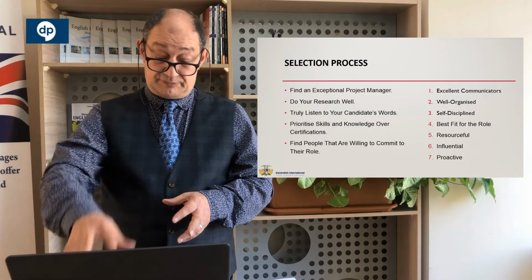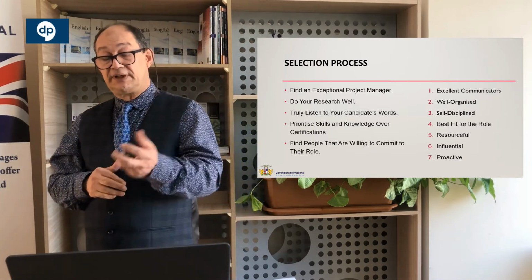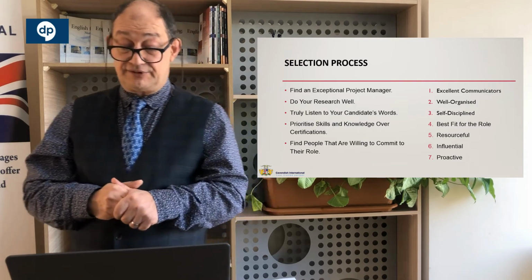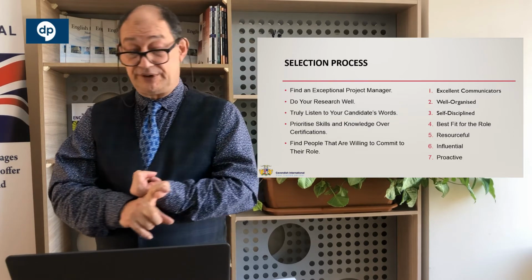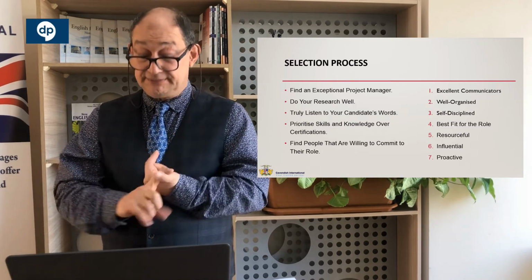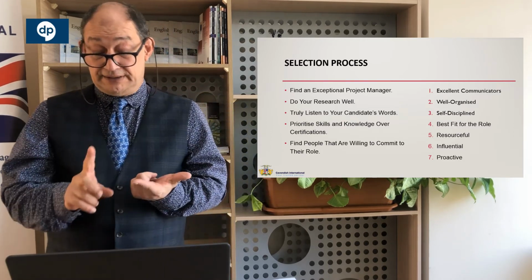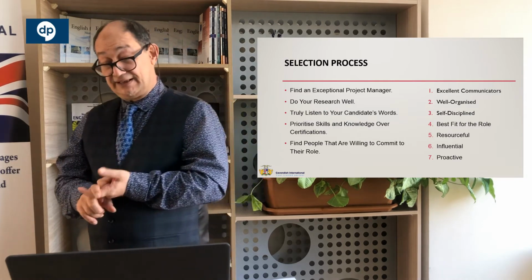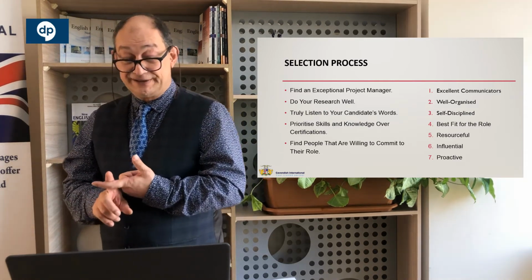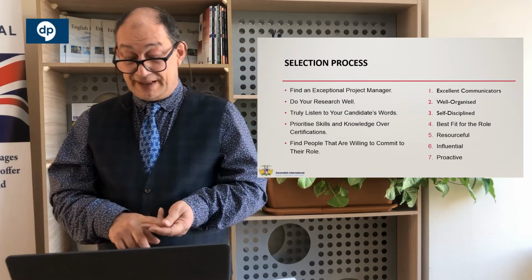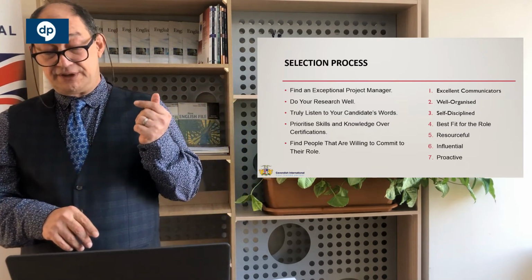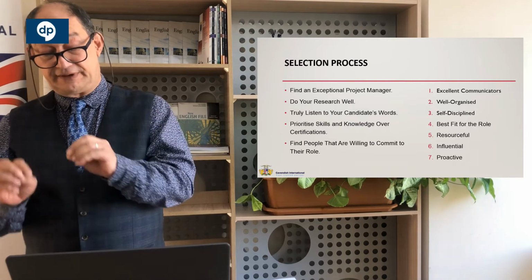I'm putting down six or seven general behaviors you're looking for. You want excellent communicators. If you can get everybody to communicate well, half of your job is done. They are organized, almost the other half is done. Self-discipline, less work for you. They make sure they are the best, that they fit the role.